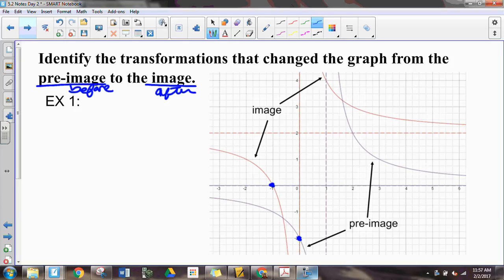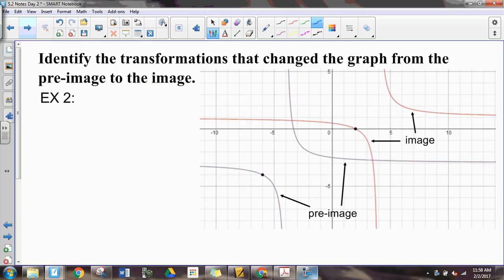So the pre-image is on this blue graph, so I'm going to start here. And I'm going to move to the other point. So I'm going to have to move left 1 and up 2. So I will write translate left 1 up 2. And that is all you have to do for those to describe the transformations between the pre-image and the image. Okay, let's try another one.